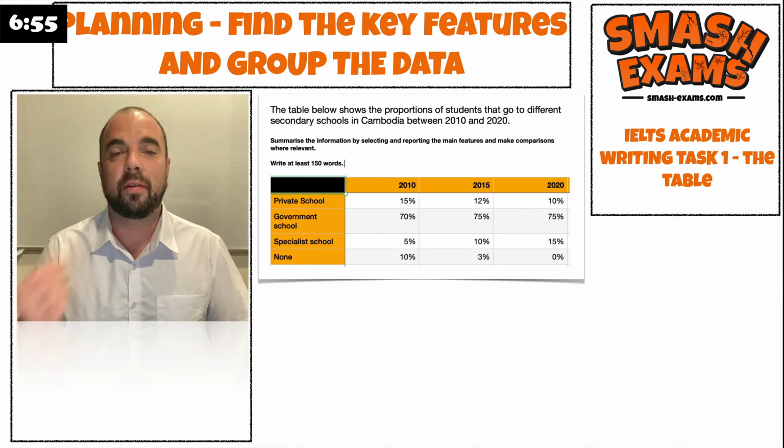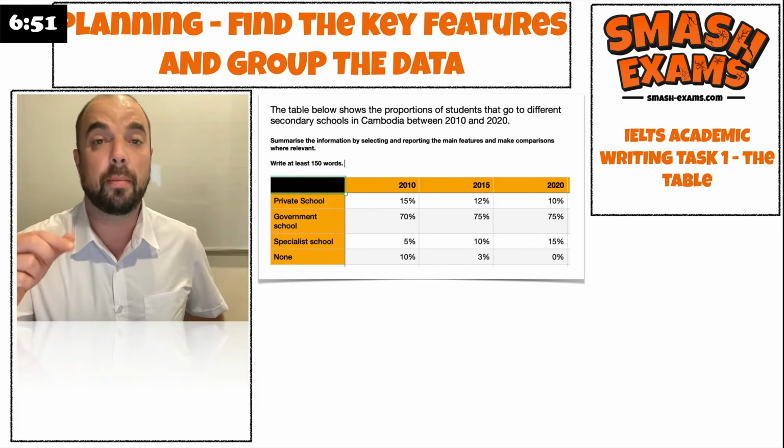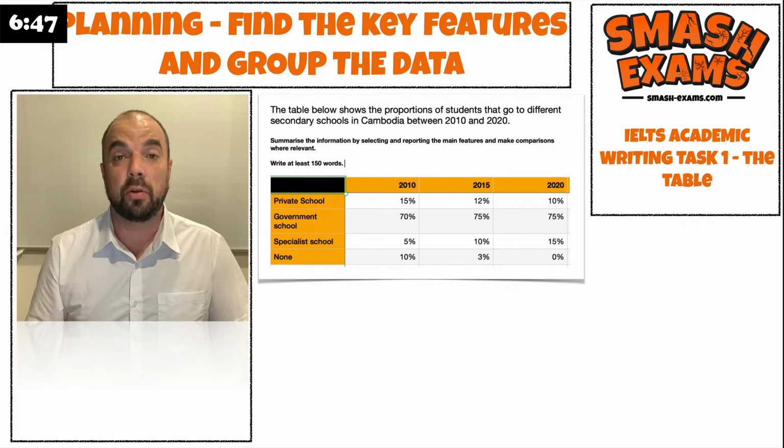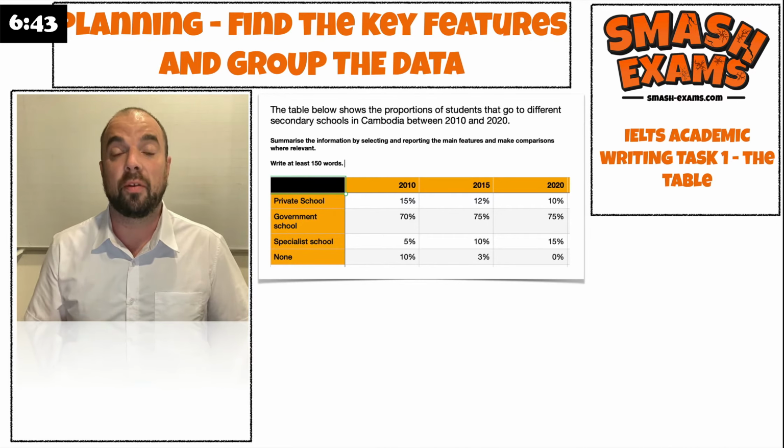I'll be honest with you, the table that you get in your IELTS Academic Writing Task 1 will probably be a little bit more complicated than this one. However, you still will only have 150 words, and you'll see how easy it is to get up to those words. The first thing you need to do is to look for the key features or the main ideas that you can see in the table.